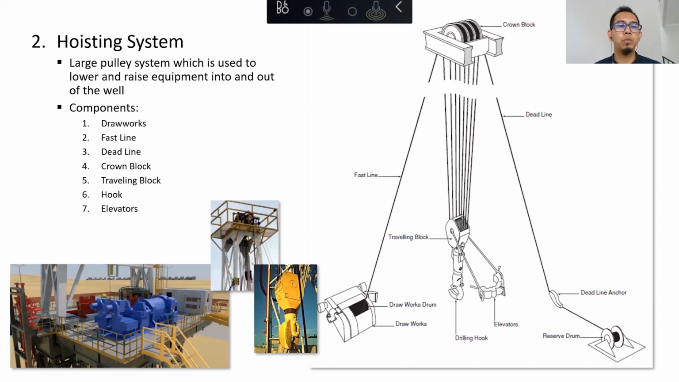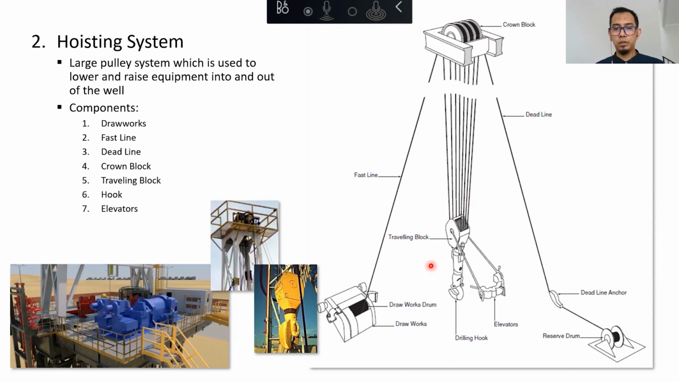So drawworks here is the primary source of rotation, so that the fast line will be pulled in or stretched out in order to move the traveling blocks through the crown block, to reduce the force required. It's physics. For the fast line, this is the line that will move in or out in order to reduce or increase the length of operable line in the derrick, in the mast.